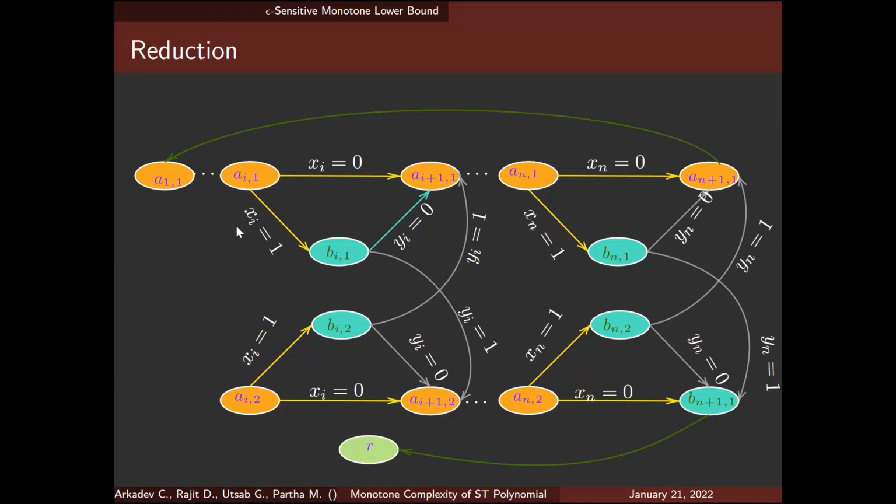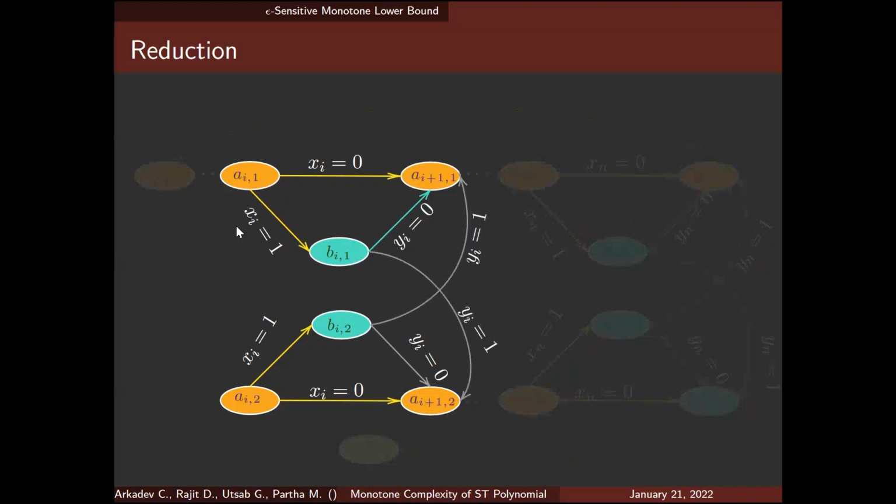For the value xi times yi equal to 0, two cases can happen. For xi equal to 0, the top Alice node is connected to the top Alice node of the i plus 1th gadget. Similarly, the bottom Alice node is connected to the bottom Alice node of the i plus 1th gadget. But when xi equal to 1 and yi equal to 0, there is a path from the top Alice node of the ith gadget to the top Alice node of the i plus 1th gadget via this vertex bi1. Similarly, there is a path from the bottom Alice node of the ith gadget to the bottom Alice node of the i plus 1th gadget via this vertex bi2.